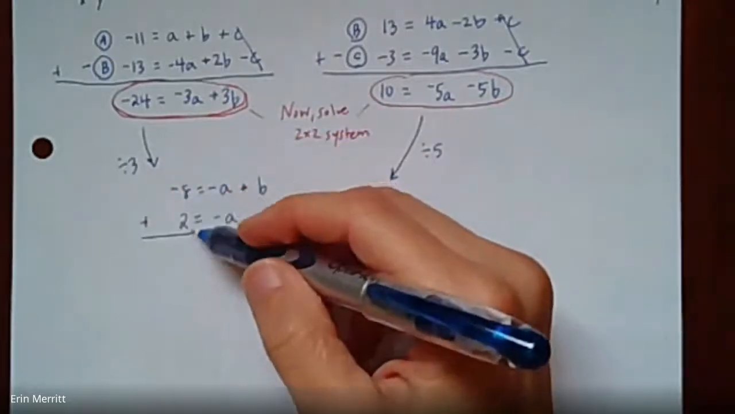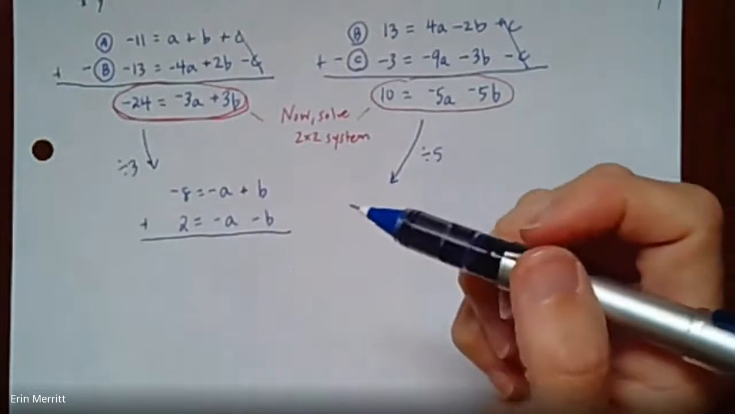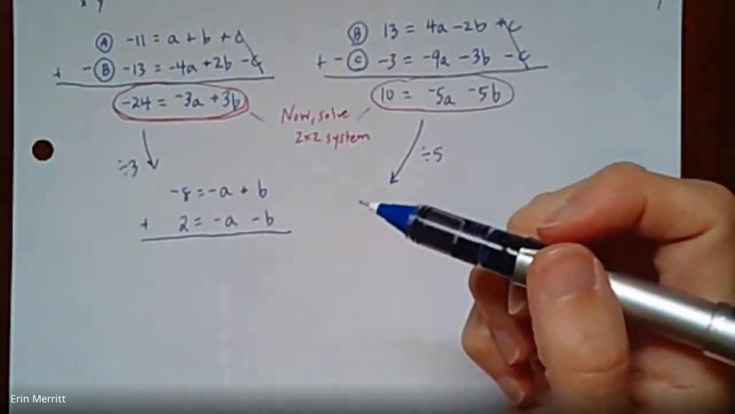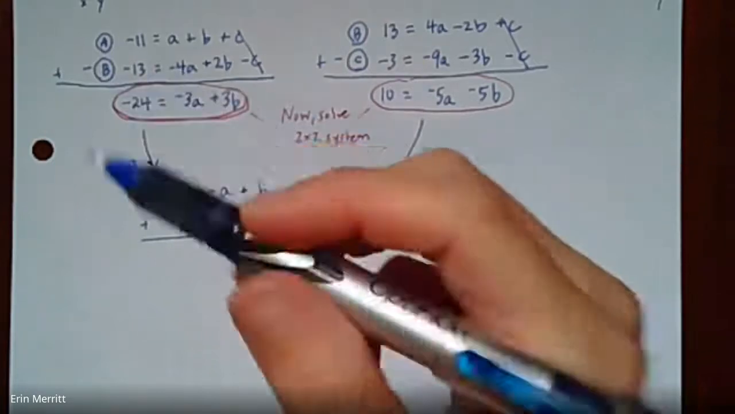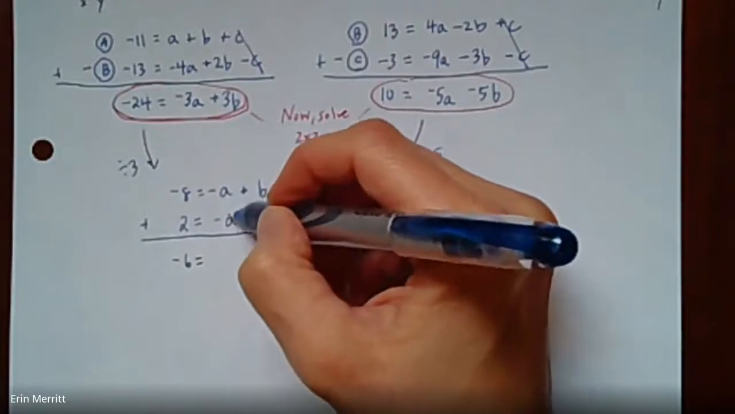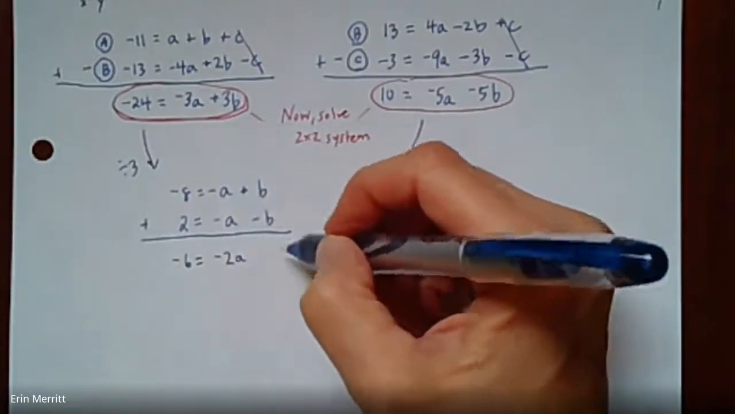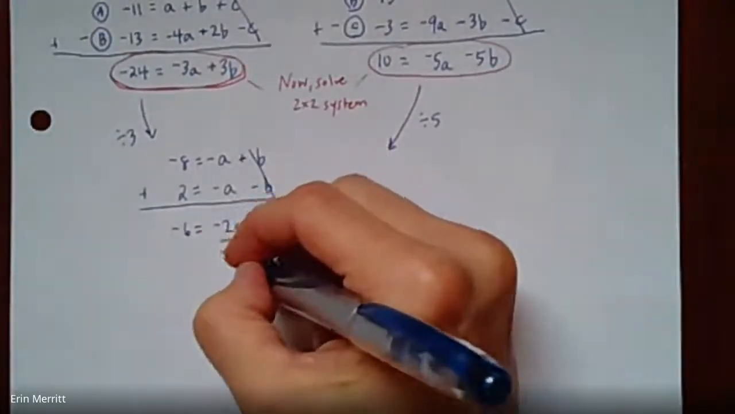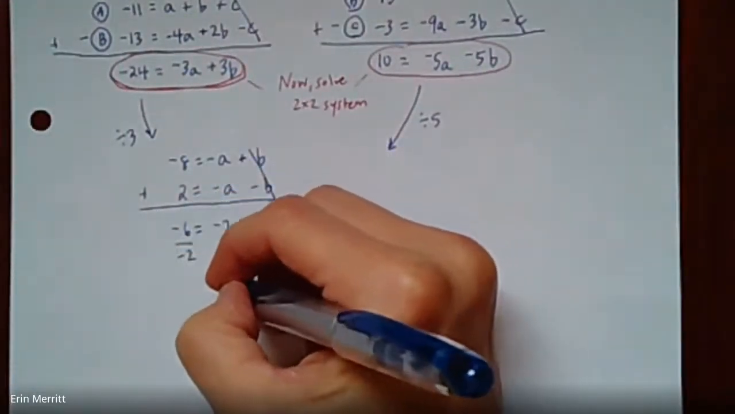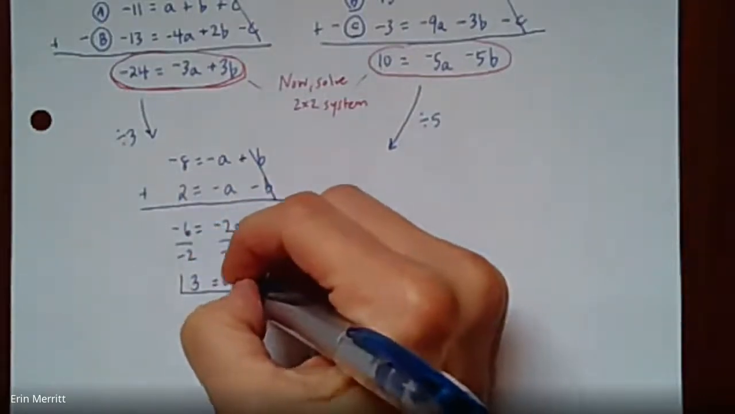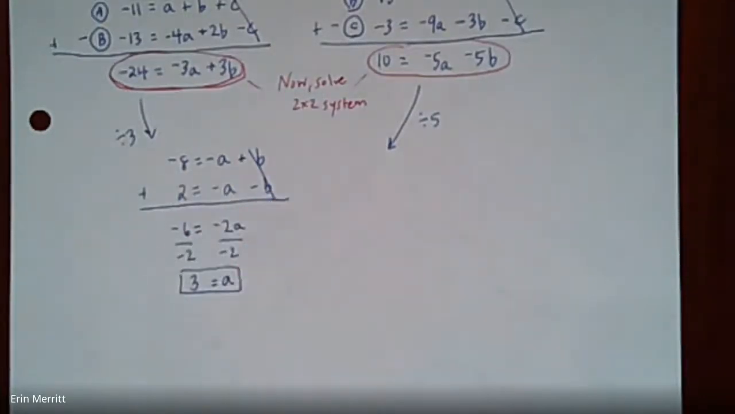Negative 8 plus 2, just making sure I copied correctly, that's going to give us negative 6. And then negative a plus negative a gives me negative 2a, and there goes my b's. All right, we are set up to solve for a. So when you divide both sides by negative 2, a comes out to be positive 3. All right, one variable down. Stick with that little system.